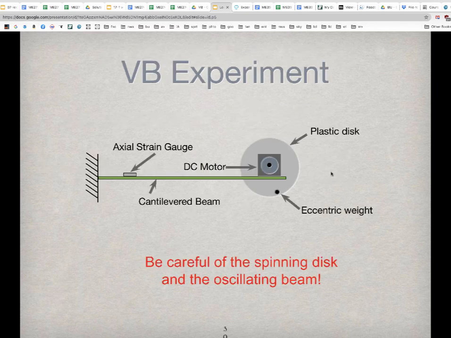And here's the vibration experiment. We have a cantilevered beam. We have an axial strain gauge mounted on it. We have a DC motor. It has a plastic disc attached to the shaft with an eccentric weight on that disc. So as the motor turns, it will produce a force on the end of the beam. And be very careful with this experiment because the beam's going to be bouncing around. We're actually going to clamp the system to the workbench top.